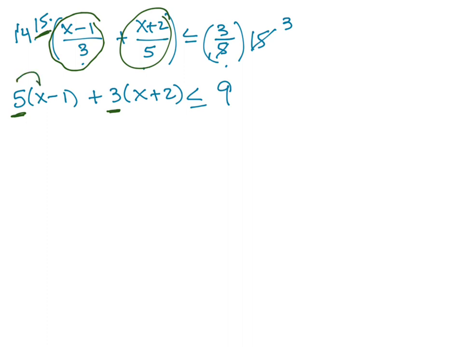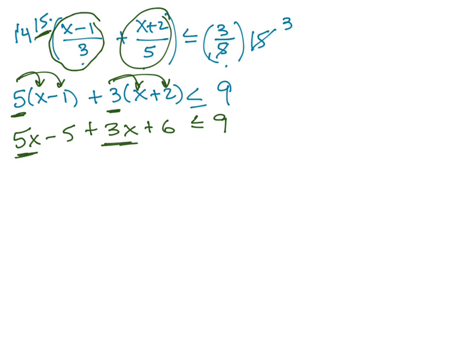Okay, I would distribute here. So you got 5x minus 5 plus 3x plus 6 less than or equal to 9. Then what? Okay, combine like terms. So 5x and 3x make 8x.